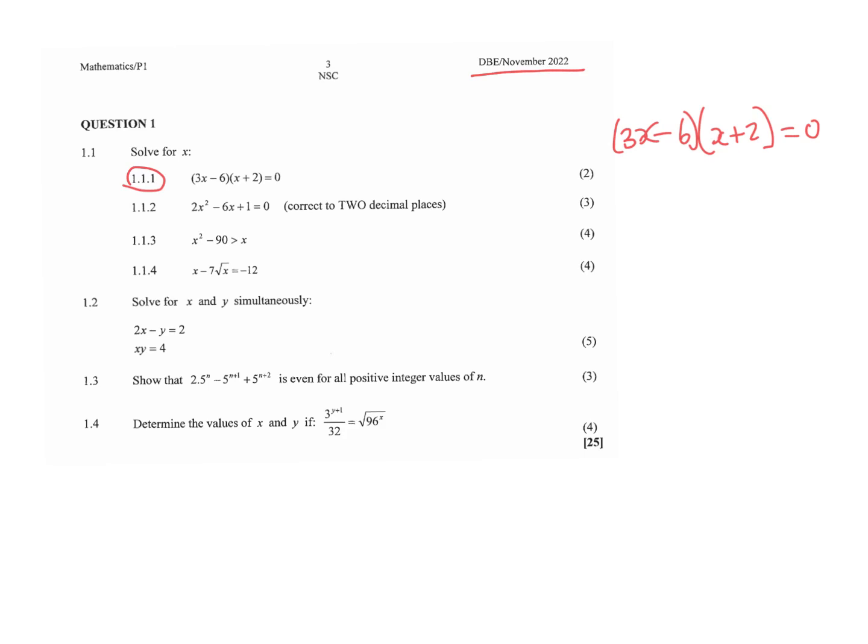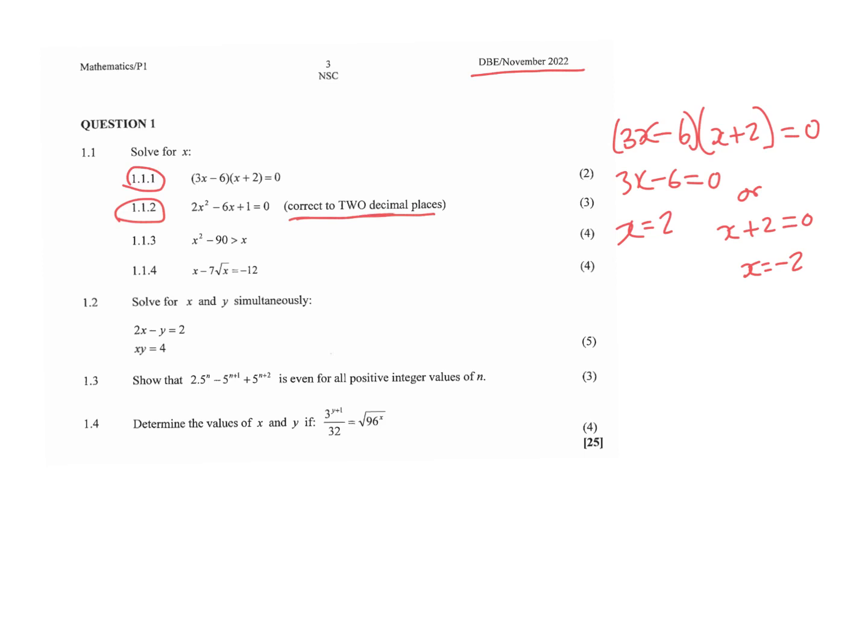Then we apply the zero product. Therefore, we'll have 3x - 6 = 0 or x + 2 = 0. Therefore, we say x = 2 and x = -2. Then we go to the second question. They said correct to 2 decimal places.